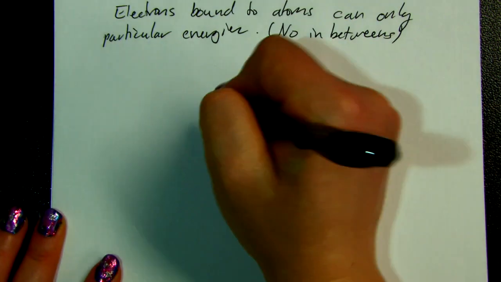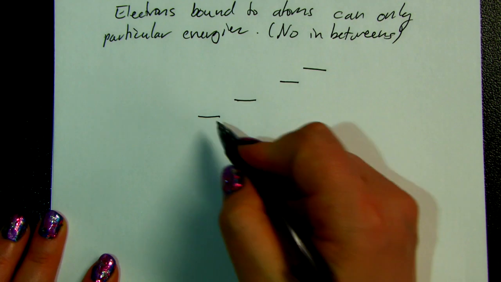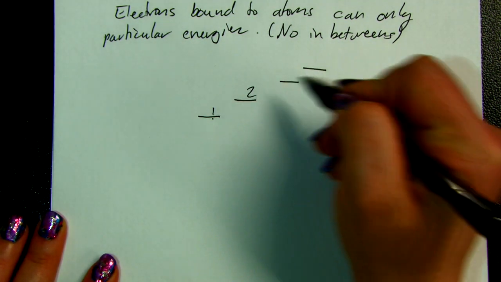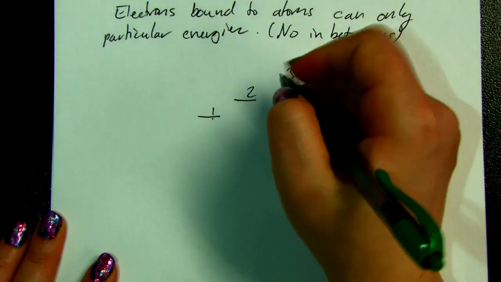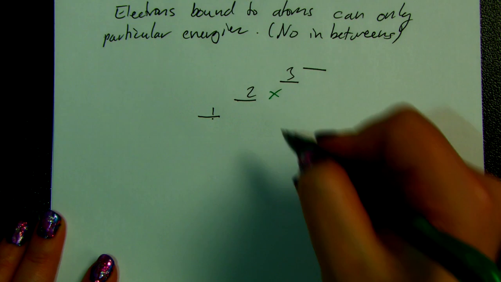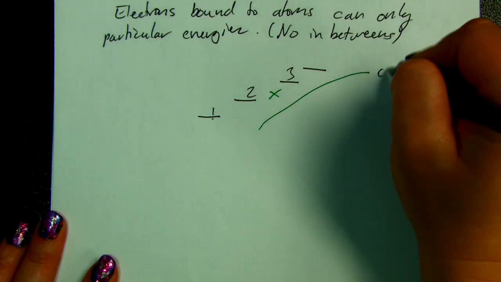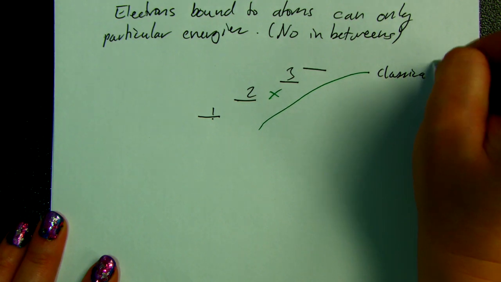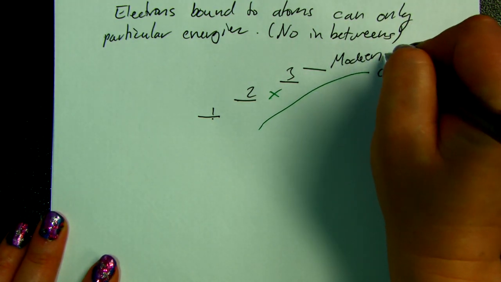So you can think of it like you've got these energy steps. You're either on this step or this step or this step. You're never in between two steps. That's not allowed. So in the classical view of physics, you would have this smooth transition. So this is classical, and this is modern, and also accurate.